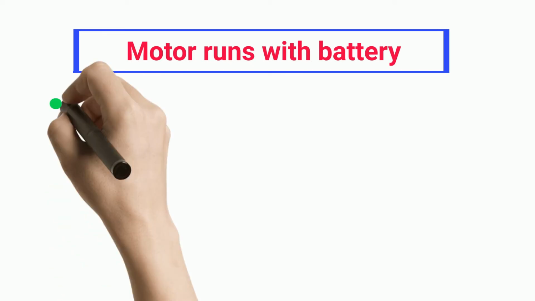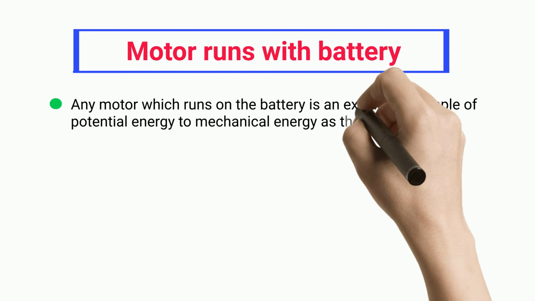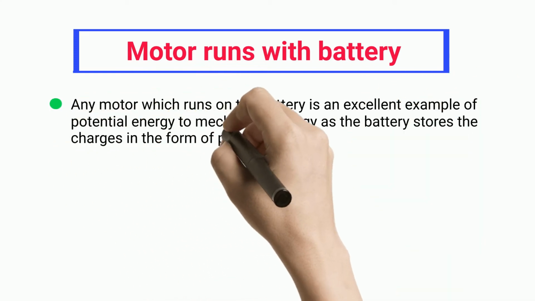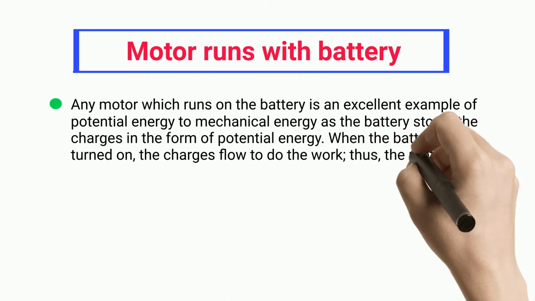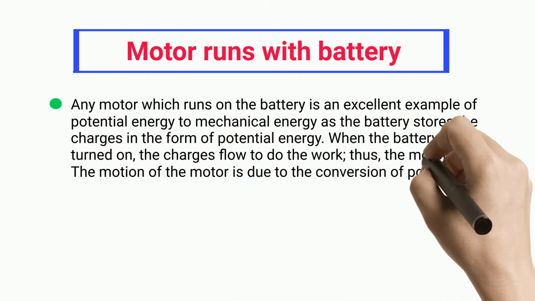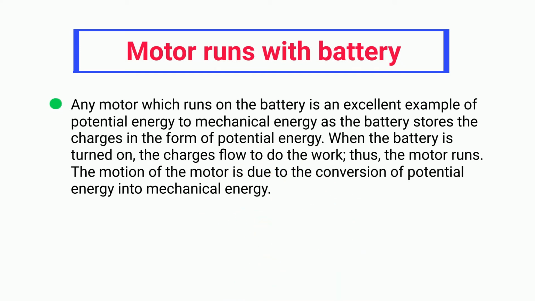Motor runs with battery. Any motor which runs on the battery is an excellent example of potential energy to mechanical energy, as the battery stores the charges in the form of potential energy. When the battery is turned on, the charges flow to do the work, thus the motor runs. The motion of the motor is due to the conversion of potential energy into mechanical energy.